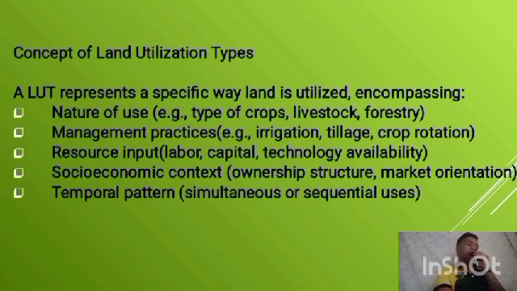The concept of land utilization types: a land utilization type represents a specific way land is utilized, encompassing the nature of use, so types of crops, livestock, and forestry. You can utilize your land by its management practices like irrigation, tillage, or crop rotation. Then resource input: labor, capital, technology, availability. Socioeconomic context: farm structure or market orientation. Temporal pattern: simultaneous or sequential use.